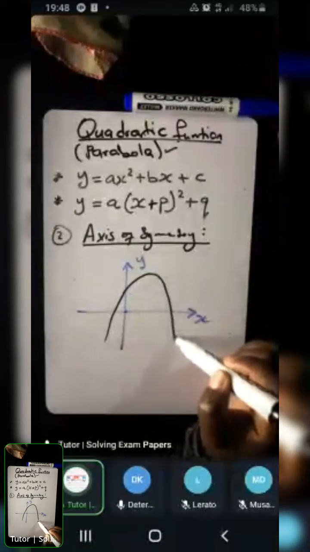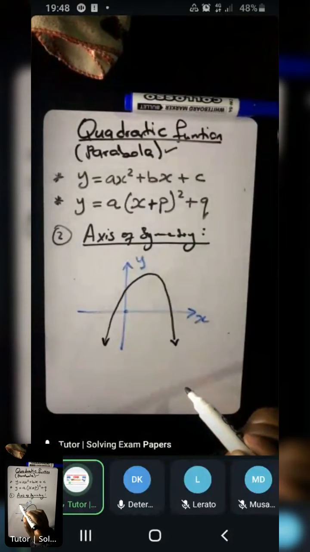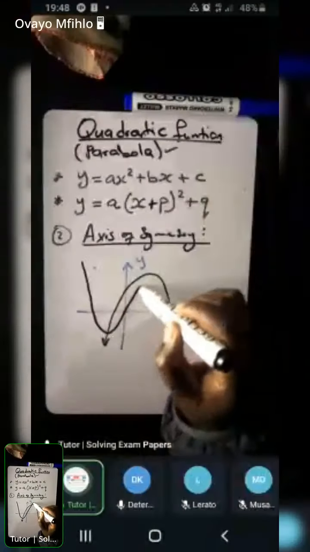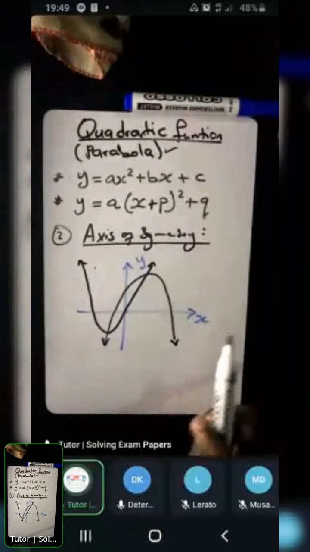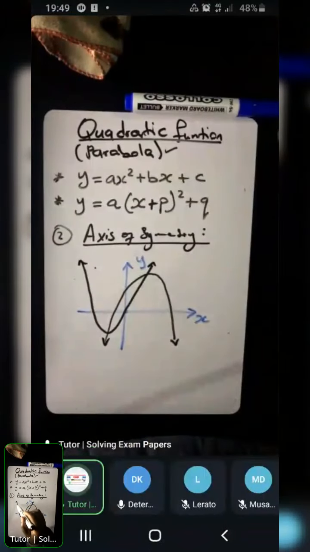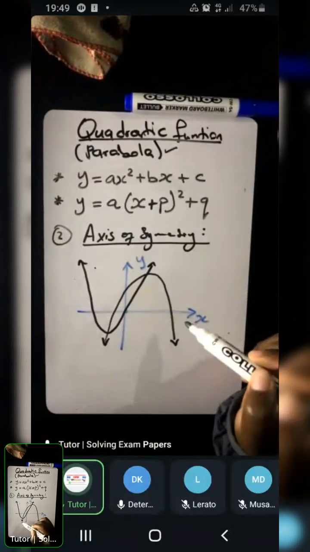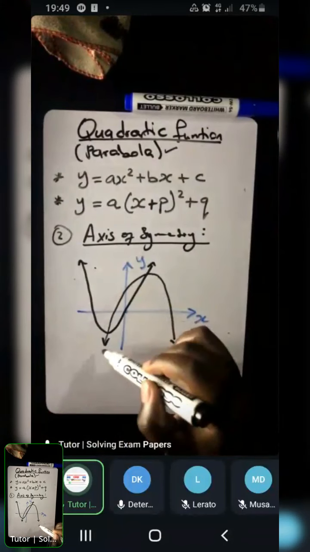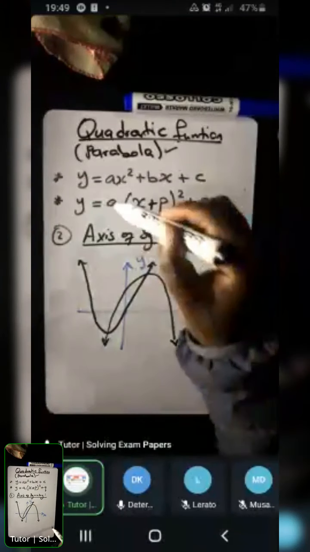Remember, you can either have that as your parabola, and again, you can have something like that as a parabola. So guys, can you see in this case you've got 2 types of functions. You've got that one which has a smiling shape. That means the a value for that graph is positive. The a value for that one is negative because it's a sad shape. It means the a value is negative.